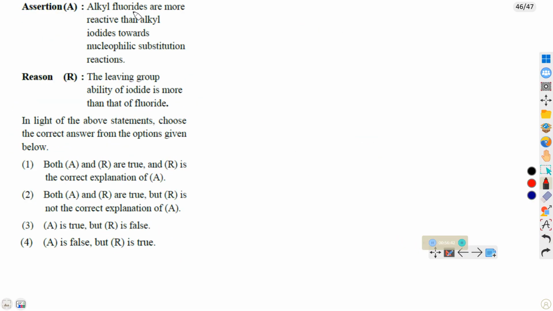Assertion: alkyl fluorides are more reactive than alkyl iodides towards nucleophilic substitution. Wrong. In both SN1 and SN2 cases, alkyl iodides are more reactive, then alkyl bromides, alkyl chlorides and alkyl fluorides. The leaving group ability of iodide is more than that of fluoride. Correct. A false, R true.